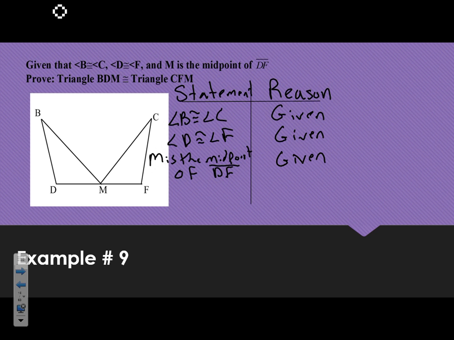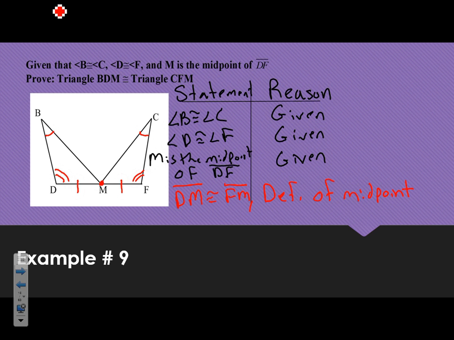And then after I do that, I like to plug it all into my picture. So I know B and C are congruent. I know that D and F are congruent. And I know M is the midpoint. Now, midpoint means what? In the middle of my segment. So that's what I put here. Now I can move on to say that DM is congruent to FF. So DM is congruent to segment FF. My reason is going to be definition of midpoint.